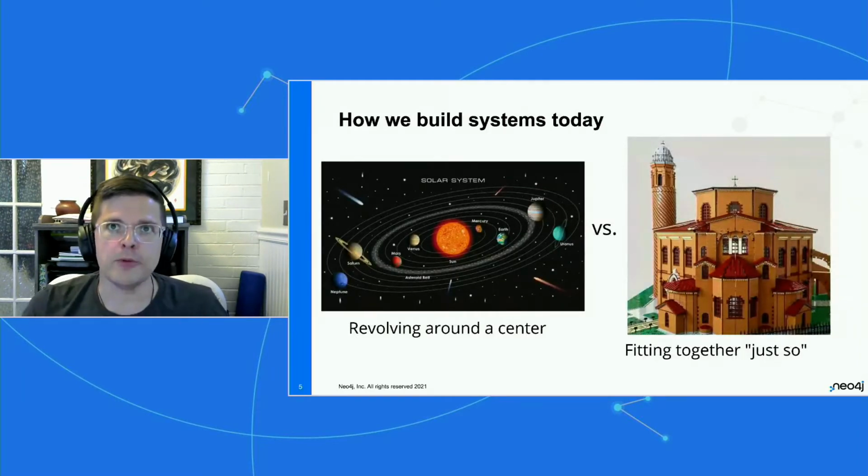So broadly, the way we build these kinds of systems today falls into two models that I often talk about as the solar system model or the Lego block model.